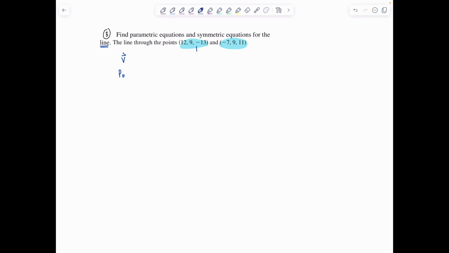I'll call this P naught, and then this can be P. So my direction vector V goes from P naught to P, and it would have components negative 7 minus 12, so that's negative 19, 9 minus 9, which is 0, and then 11 minus negative 13, so 24. Now, alternatively, you could have gone from P to P naught or called them whatever your little heart desired. It doesn't matter. So if instead you had 19, 0, negative 24, that's totally fine as well.